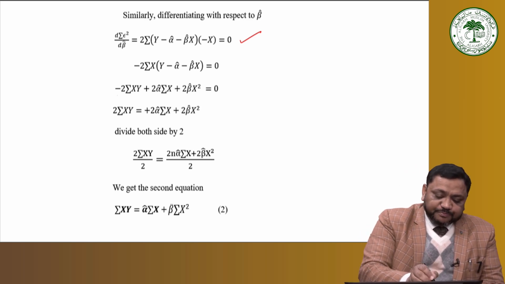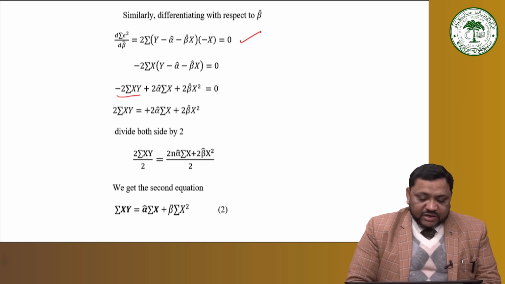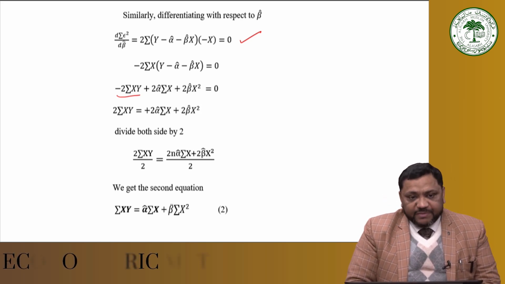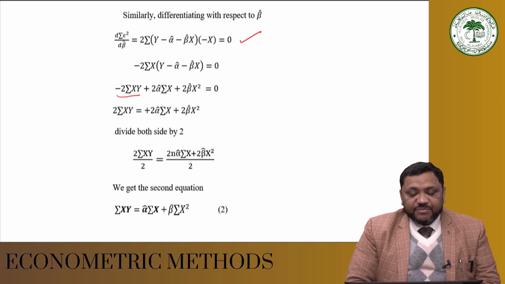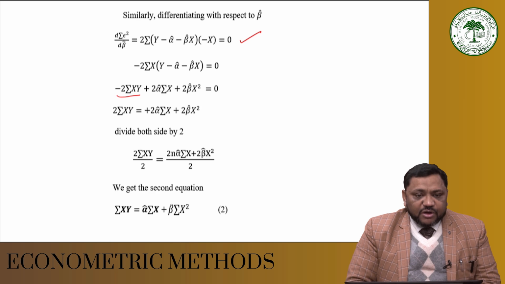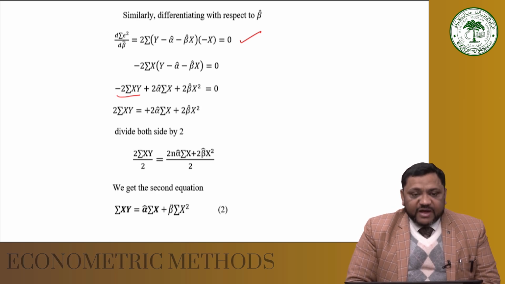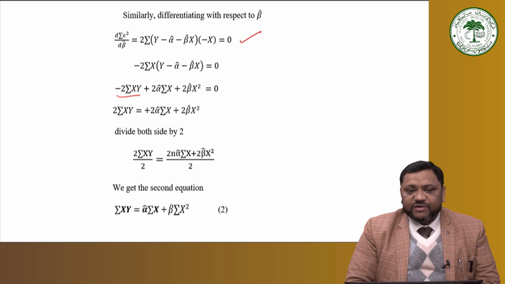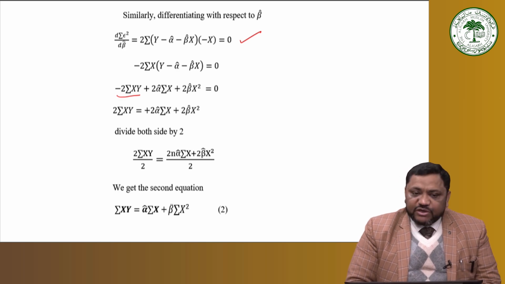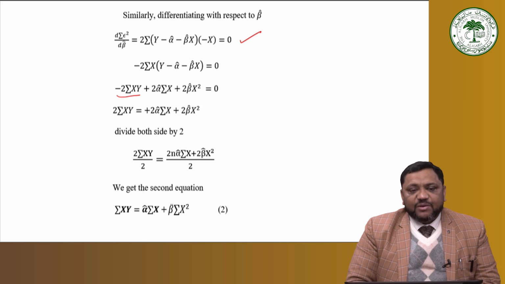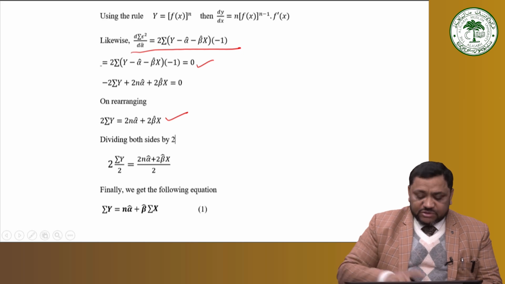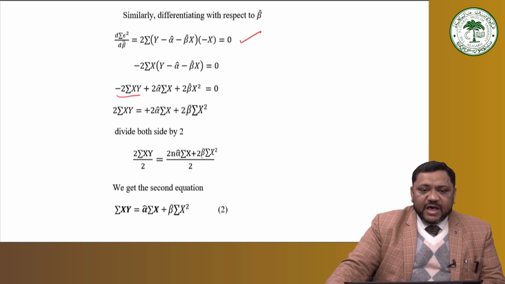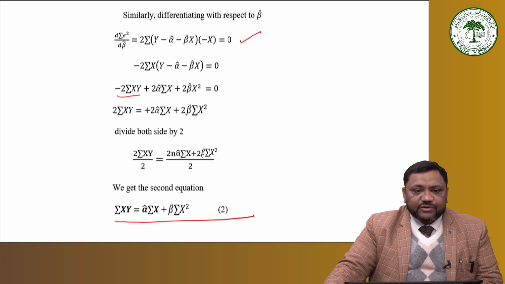Now we take this term to the other hand side, so the negative term becomes positive. It is 2 summation xy is equal to 2 alpha hat summation x plus 2 beta hat summation x square. Again we divide both sides by 2. So finally we get the second equation, that is summation xy is equal to alpha hat summation x plus beta hat summation x square. So now finally we have got two equations. This was the first equation and here we have the second equation.